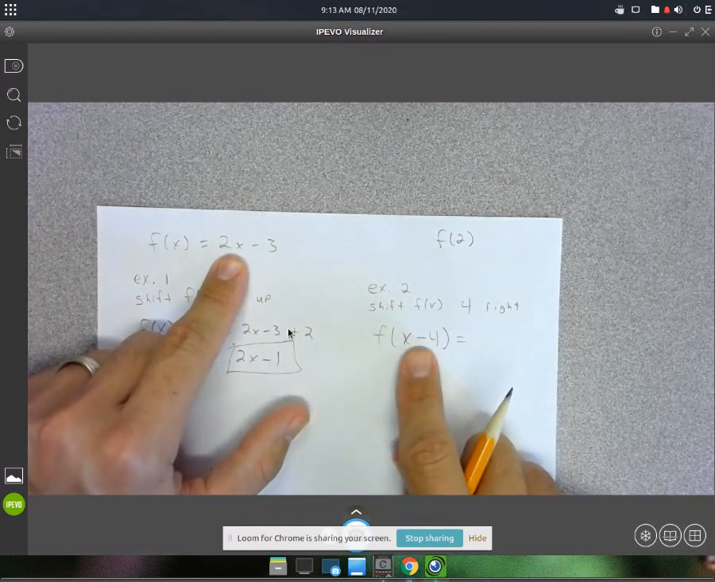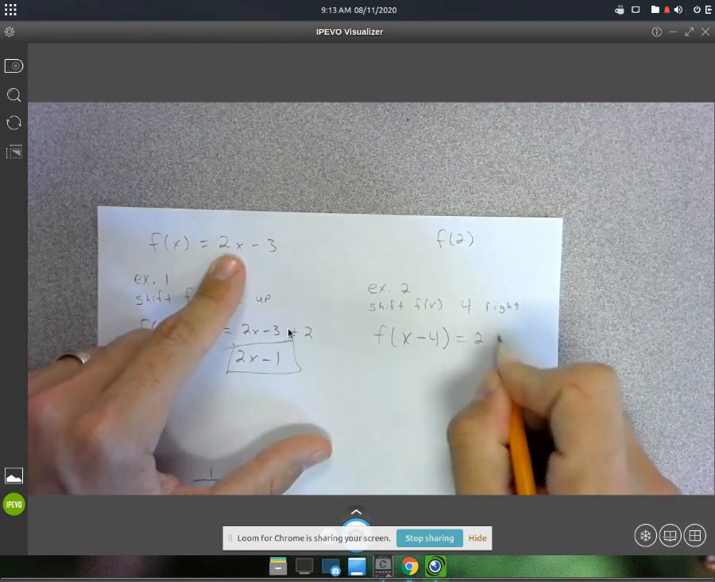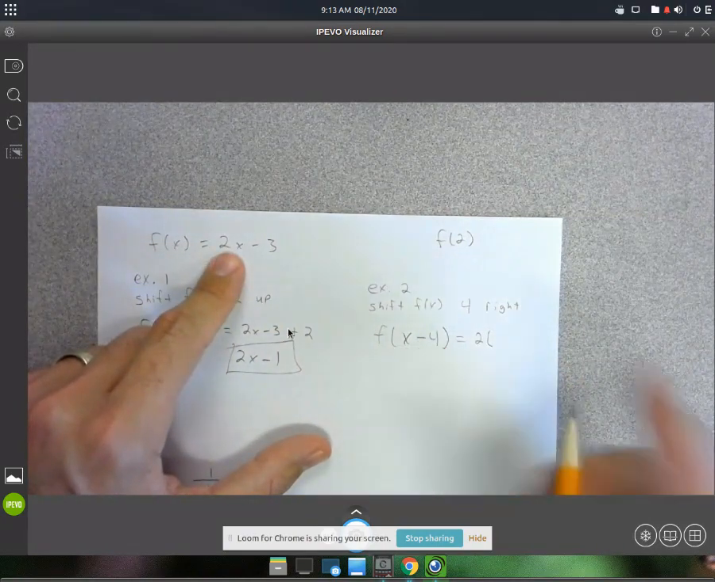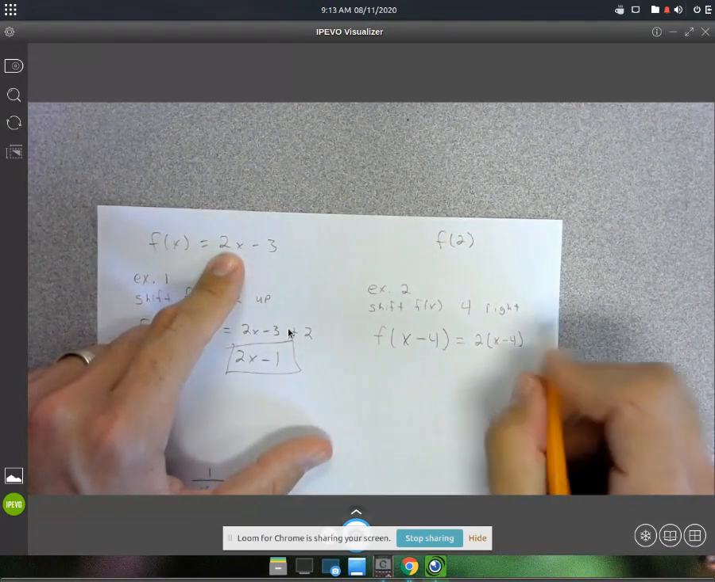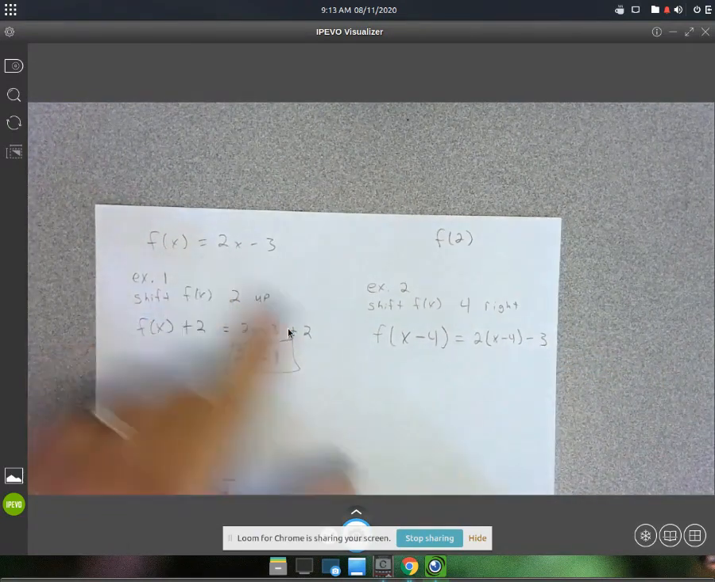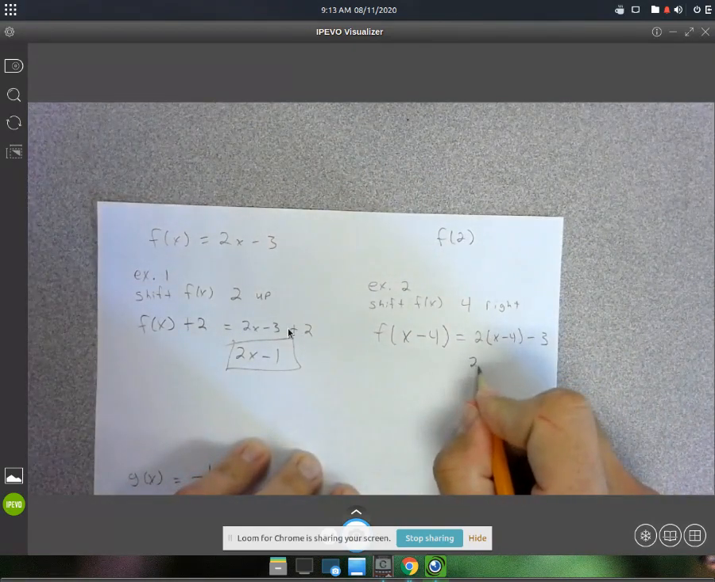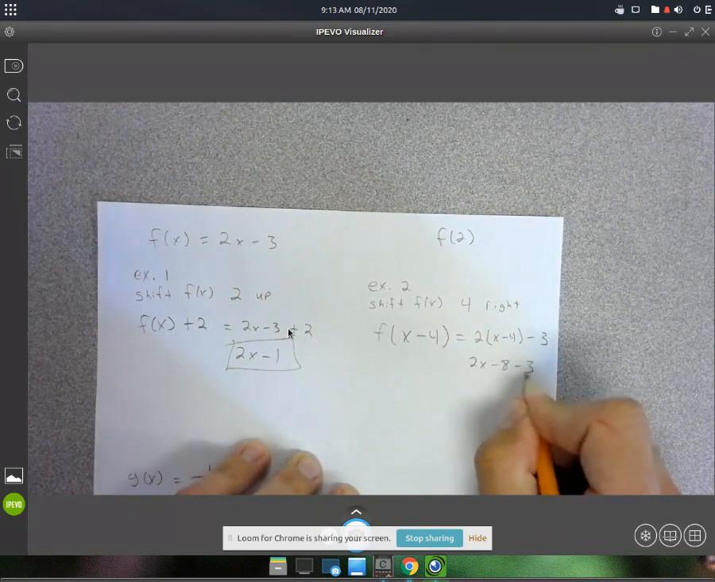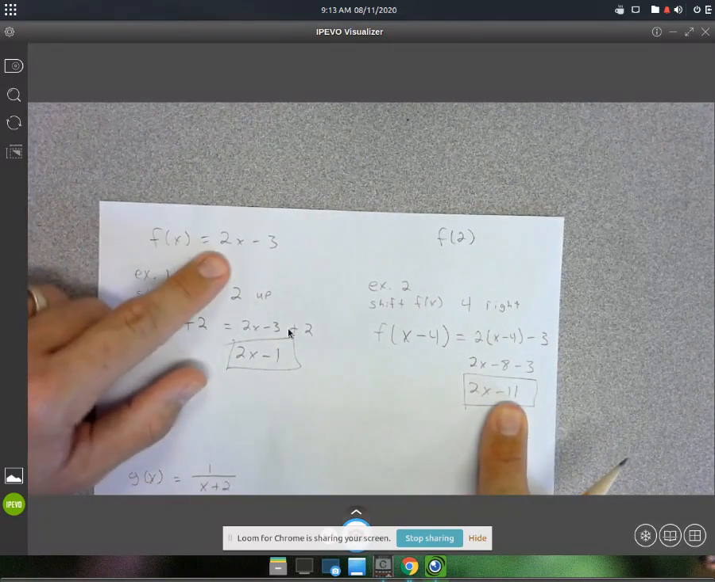Well, that's kind of what we're doing here, but we're actually plugging in something weird, all right? So it's going to be 2. Instead of an x, we're going to put x minus 4. All right? And then we still have that minus 3. All right. Simplify this. We'll just use the distributive property. That'll be 2x minus 8 minus 3. Simplify those, and you get 2x minus 11. All right. And that is moving this function 4 units to the right. Okay?